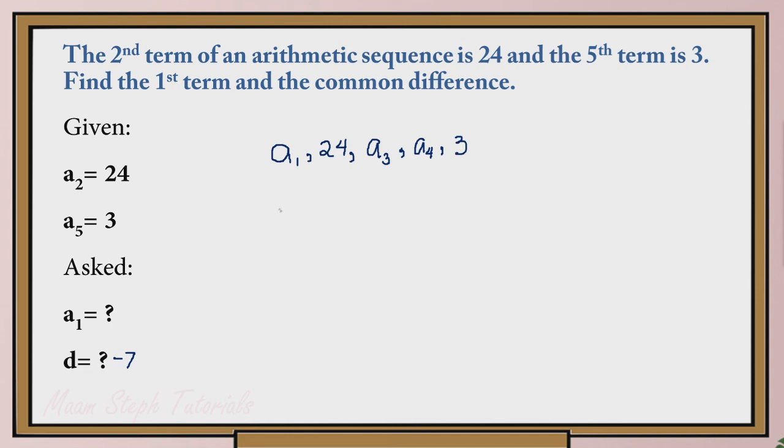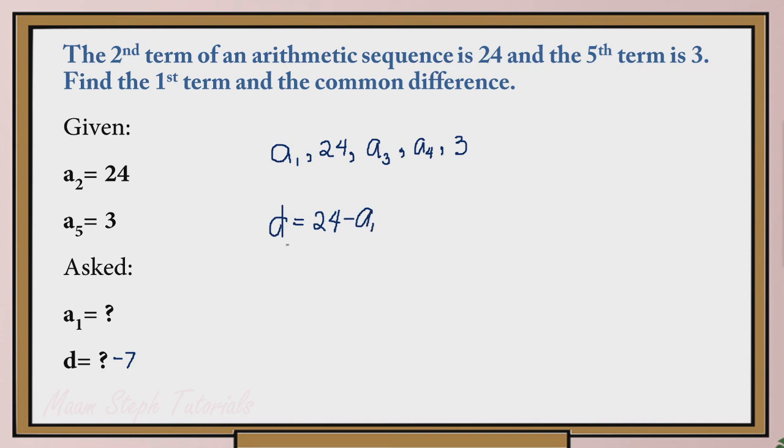So to get the first term, we will just use yung definition ng ating common difference. Na to get the common difference, we will just choose any term in our arithmetic sequence and then subtract that from the term na kasunod ng term na yon. So we will have 24 minus a1.